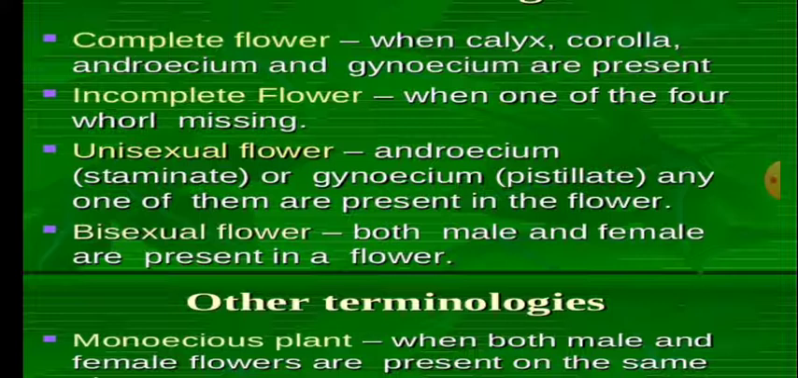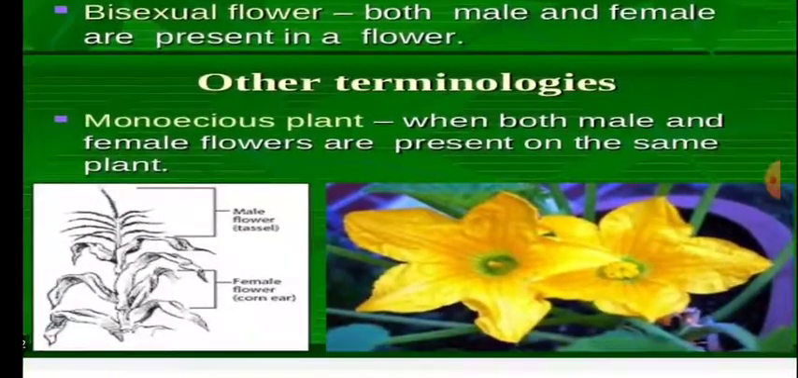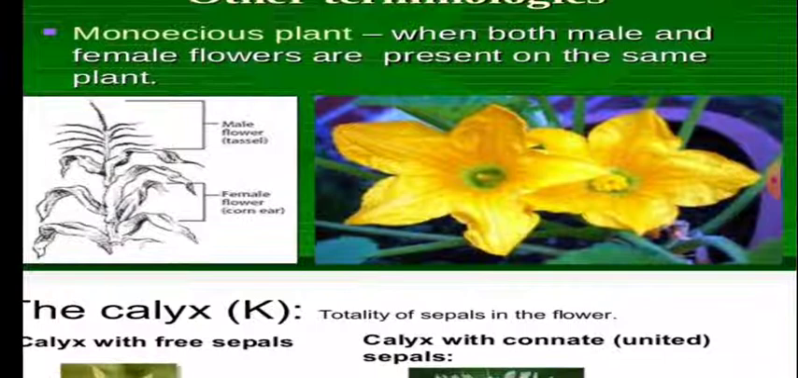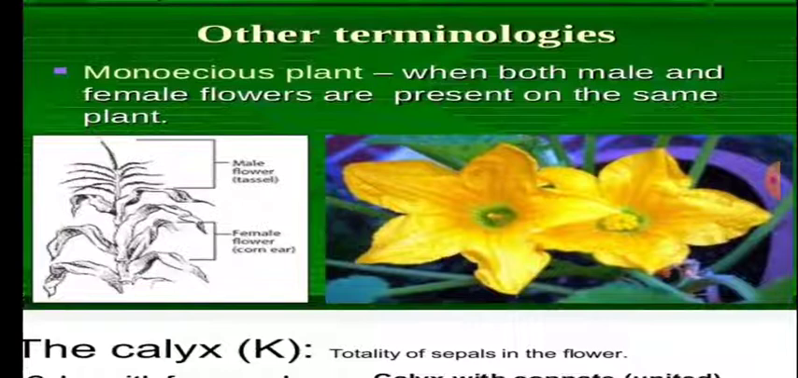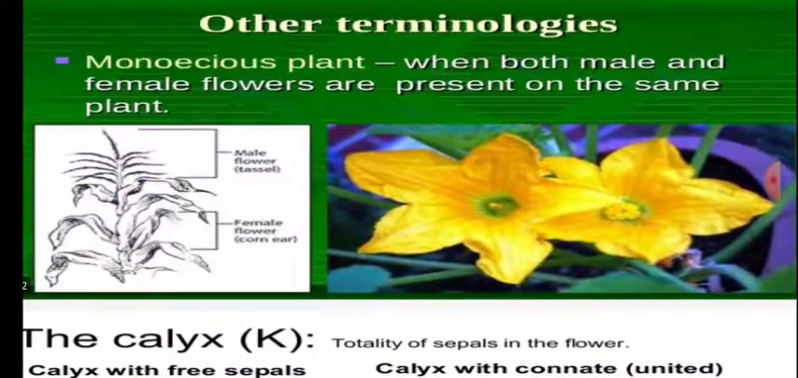Suppose the unisexual flowers are there. In these, when only stamens are present, they are called staminate, and when only gynoecium is present, they are called pistillate flowers. So one of them is present in the flower. Then bisexual flowers have both male and female parts present in the flower. In this condition we also see monoecious and dioecious. Suppose this is the male and female flower of a maize plant; this condition is monoecious.